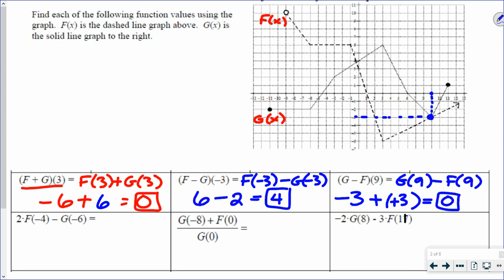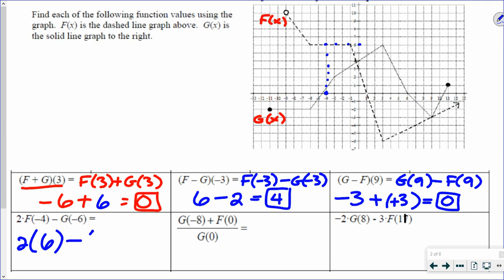Okay, then we can get into some more complicated operations. So in the next example, we have 2 times f of -4 minus g of -6. So this will become 2 times, and then I'm going to go to my graph, evaluate f of -4. So here's -4 on the x-axis. I'm going to go to the dash graph over to the y-axis, and I can see my y coordinate is 6.